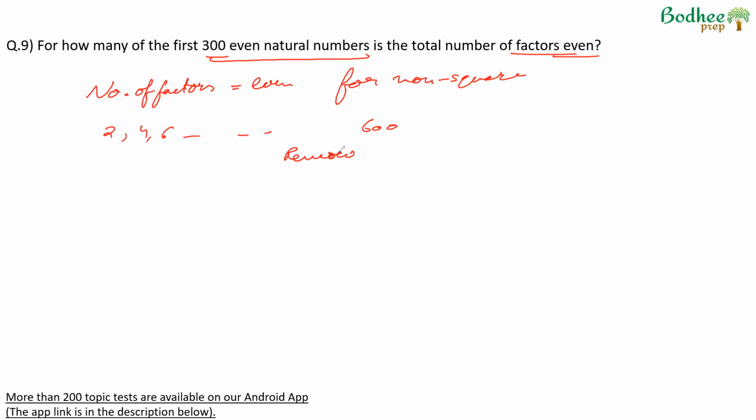How many squares will be there? We'll have 2 squared, 4 squared, because we're looking at just even numbers, 6 squared and so on. And the final square which is less than 600: 25 squared is 625, so 24 squared. As we can see, 2 ones are 2, 2 twos are 4, 2 threes are 6, so there are 12 square values which are less than 600 and even. They will have an odd number of factors. And there are a total of 300 numbers. So the numbers left will be 300 minus 12, which is 288. That becomes my answer.